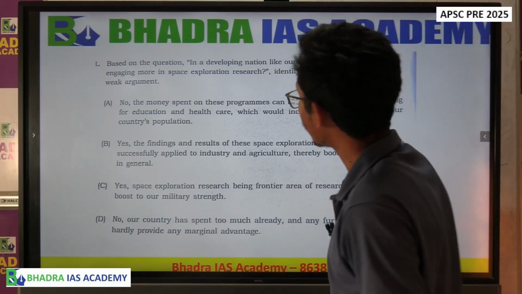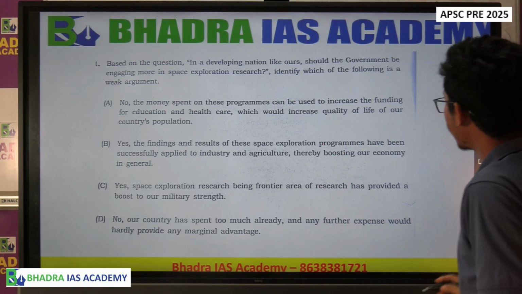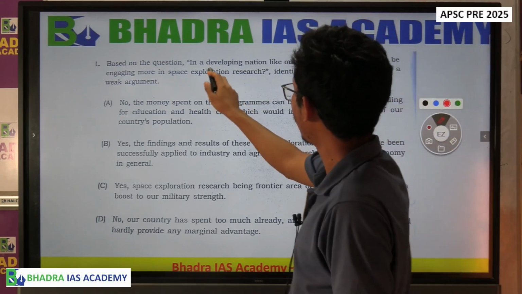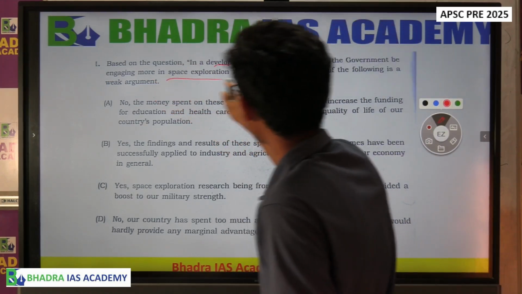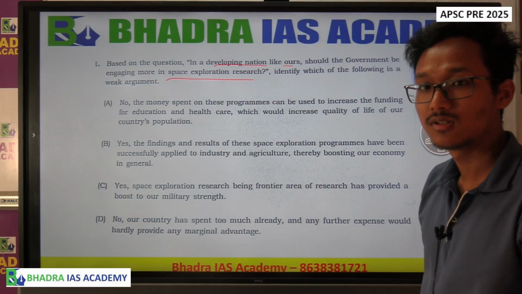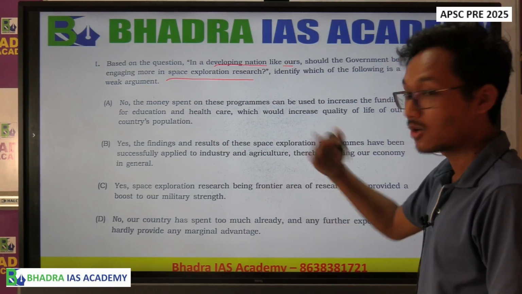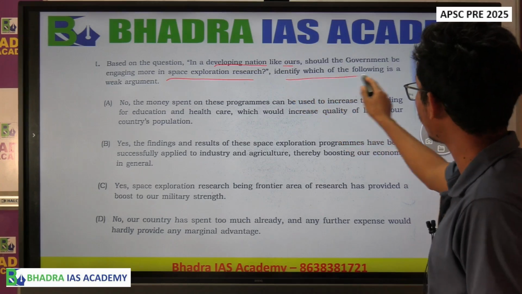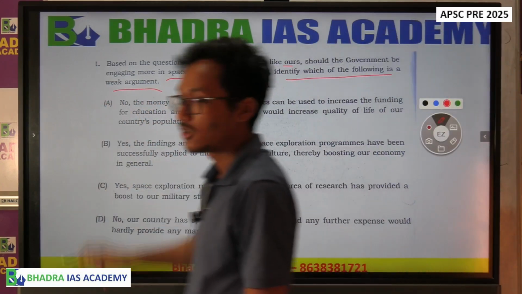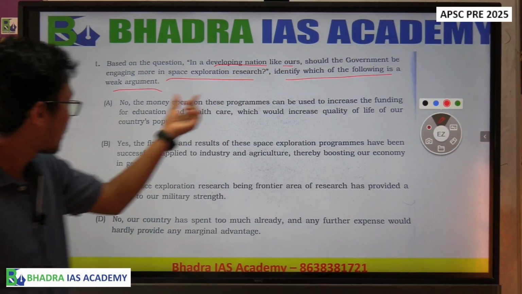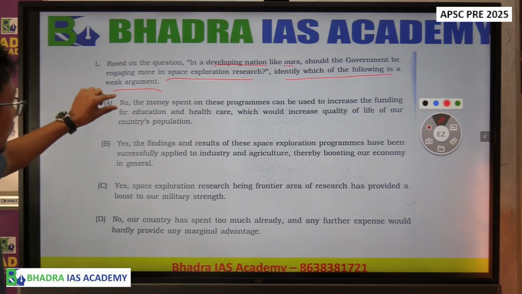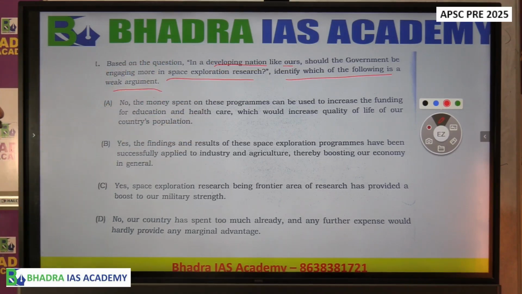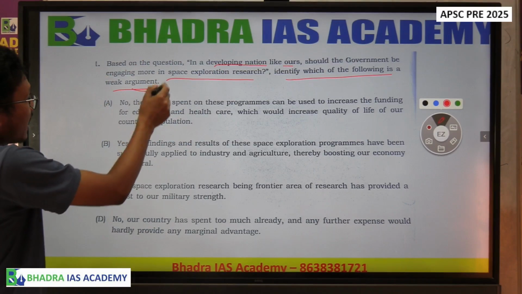Based on the question: in a developing nation like ours, should the government be engaging more in space exploration research? The question is: identify which of the following is a weak argument. Some arguments are in favor, with a yes, and some are against, with a no. Among them, we have to find which one is the weak argument.